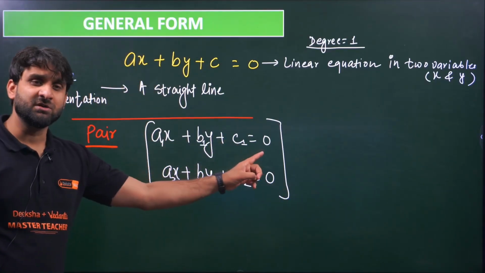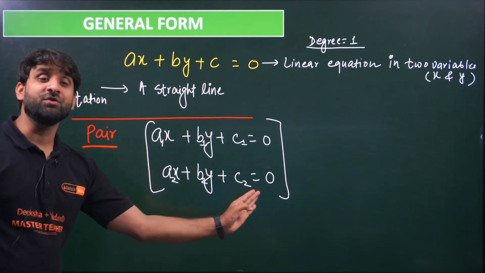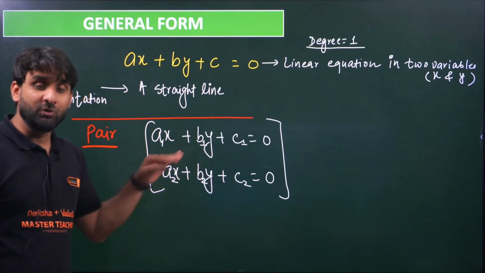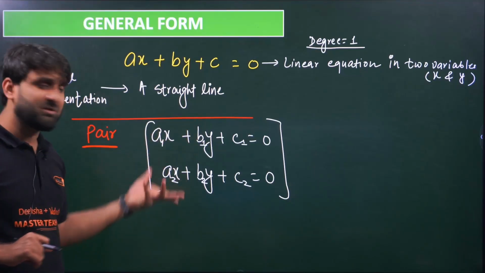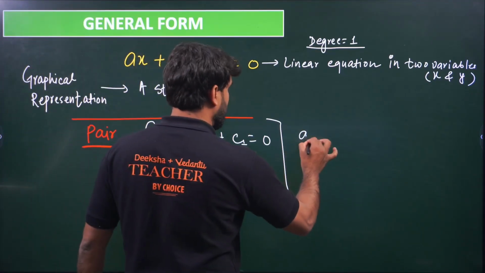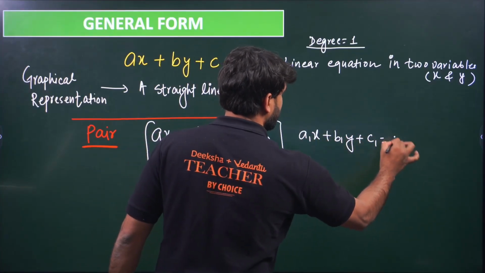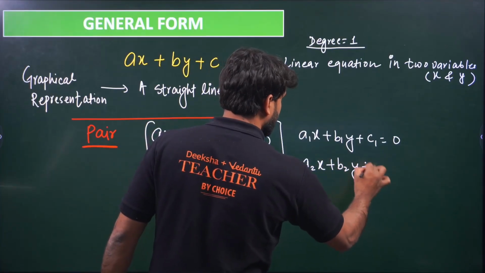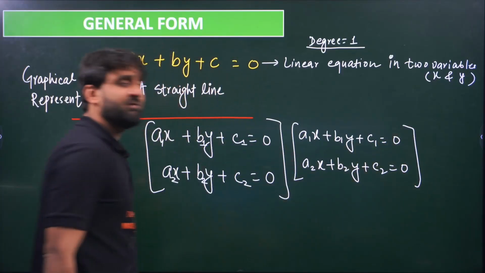So this is the first equation. All the constant values in the first equation are given the subscript 1, and all the constant values in the second equation we are calling a2, b2, c2, to make the difference between both. These numbers may be different from each other, or may be equal to each other also. Let me show you clearly. a1x plus b1y plus c1 is equal to 0. a2x plus b2y plus c2 is equal to 0. This is all about it. Clear, everyone?